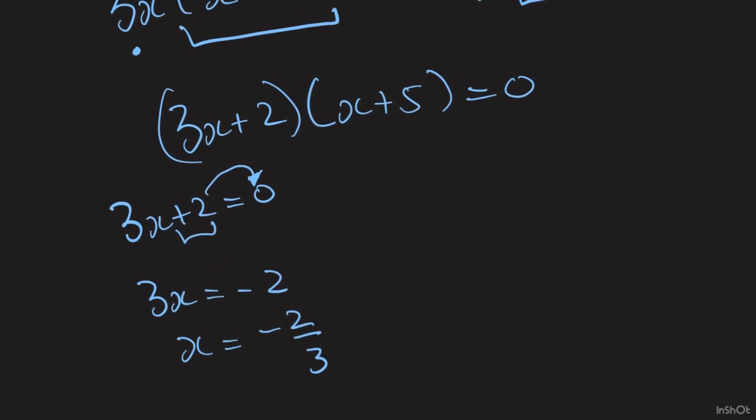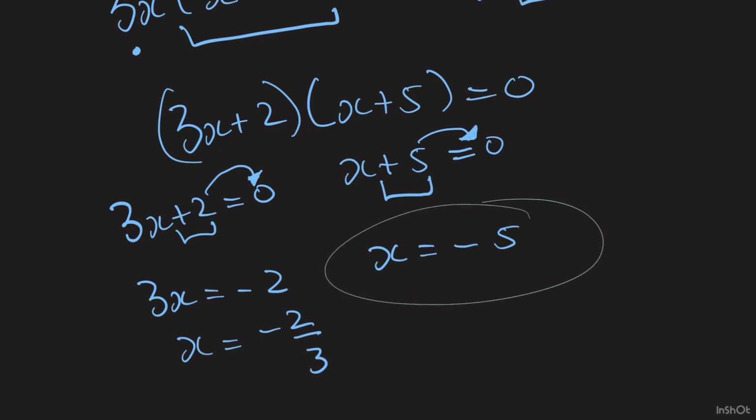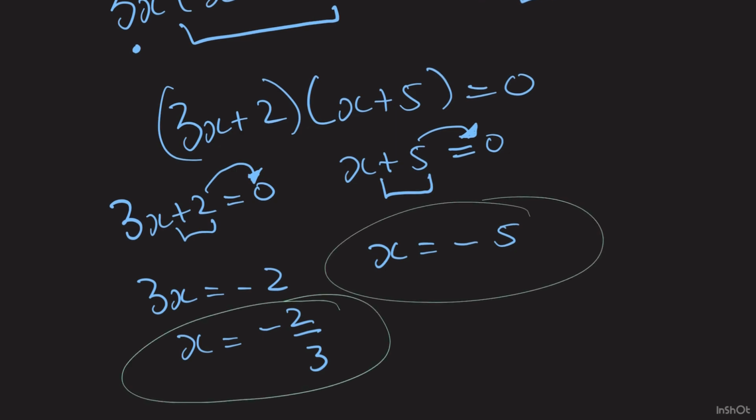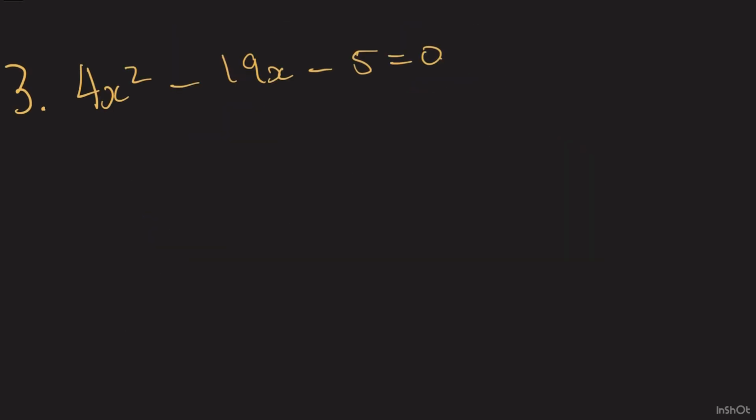And now let's do the same to this other bracket. x plus 5 equals 0, and let's move the 5 over to the other side. Whenever you move a number from one side to the other, it changes sign, so it goes from plus 5 to x equals minus 5. And that is our final answer: x equals minus 5 and x equals minus 2 over 3.